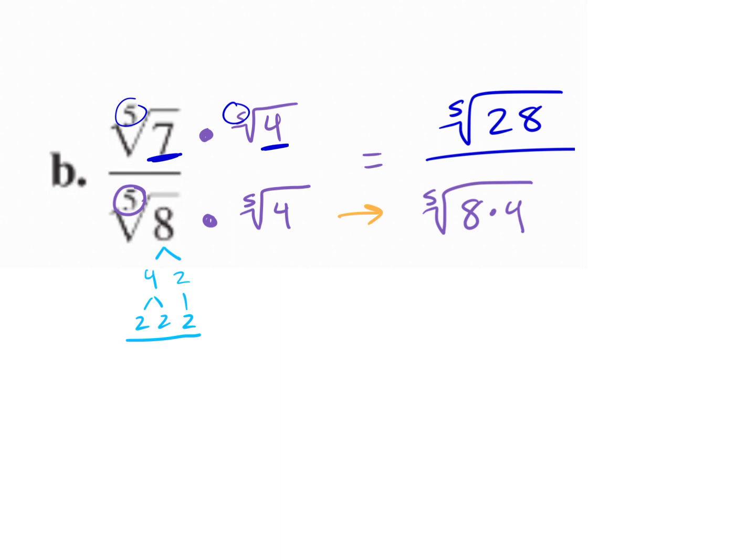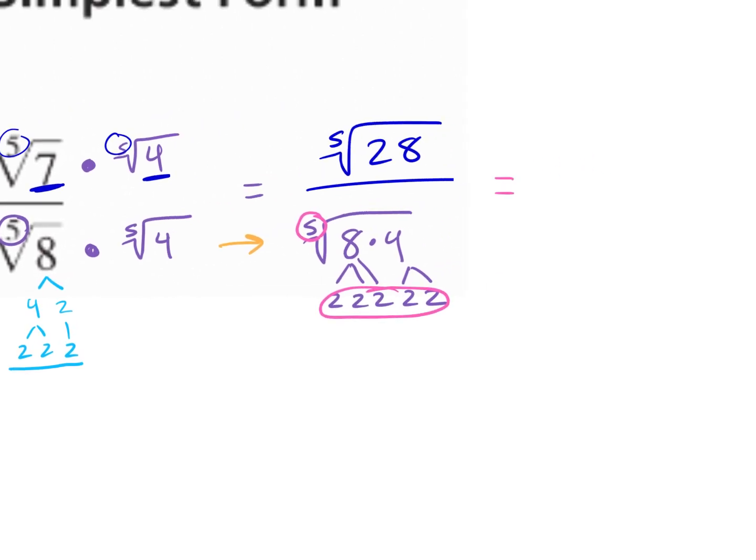My goal is to get rid of the radical down here. So we're going to break it apart now because we know that we have enough 2's here. 8 broke down into 3 2's and 4 is 2 2's. Do I have a group of 5 now? Yes. So what does the fifth root of 8 times 4 simplify to? 2. So now I have 2 in my denominator and the fifth root of 28 on the top. That would be my answer.